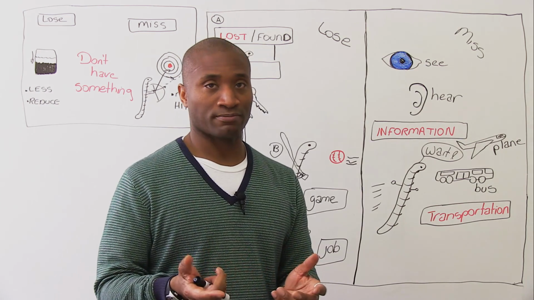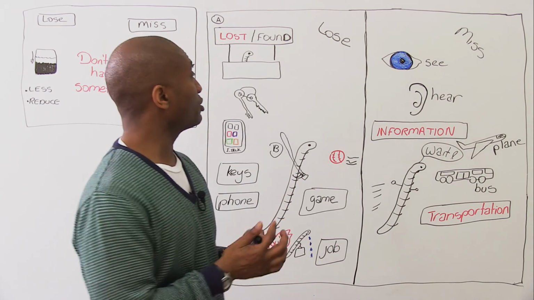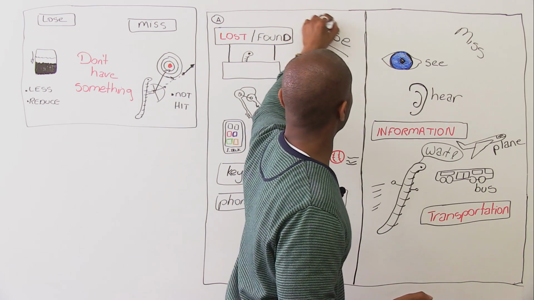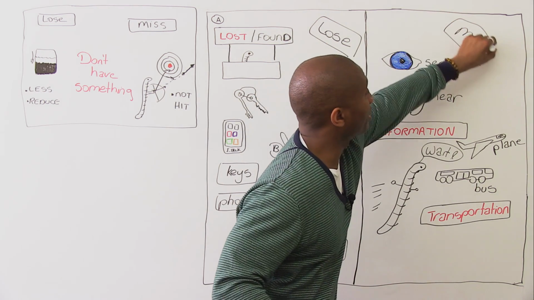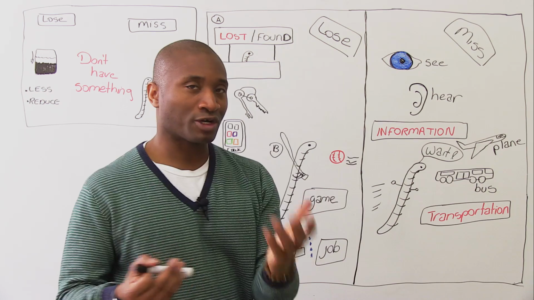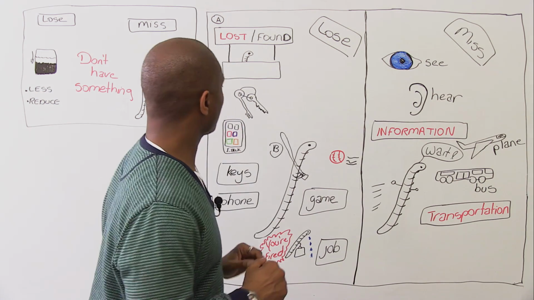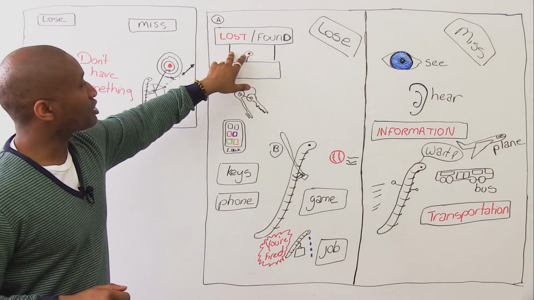Loss, right? Cool. Now, let's look at how we use it a little differently. So we're going to start off with lose, because I don't want to lose you right now, right? That means reduce your attention on me. Right, so lose. Lost is the past tense, right?